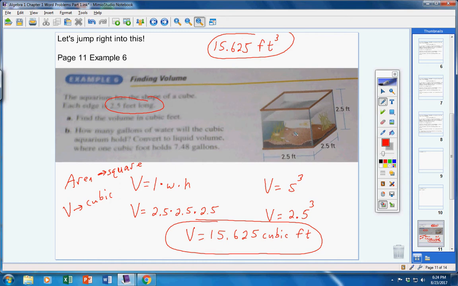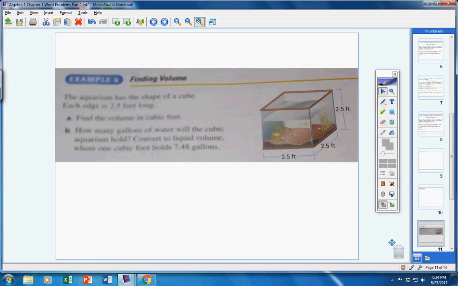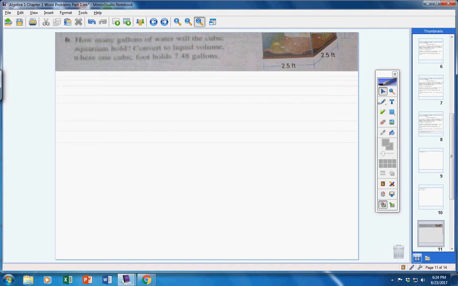Okay? Now, moving on to part B. Part B, it says, how many gallons of water will a cubic aquarium hold? So what we're going to have to do is we're going to have to convert cubic feet over to what? Gallons. Okay? Now, how many cubic feet do we have? Remember, we just found that out.